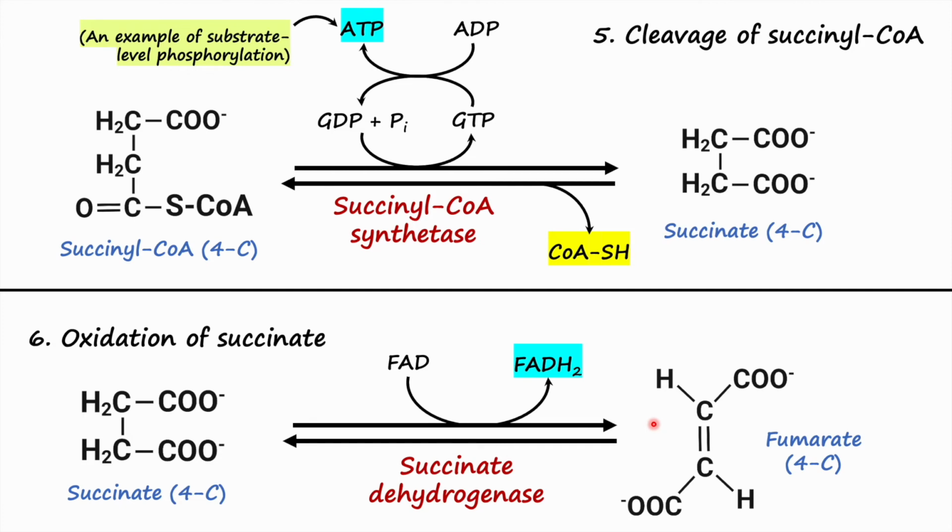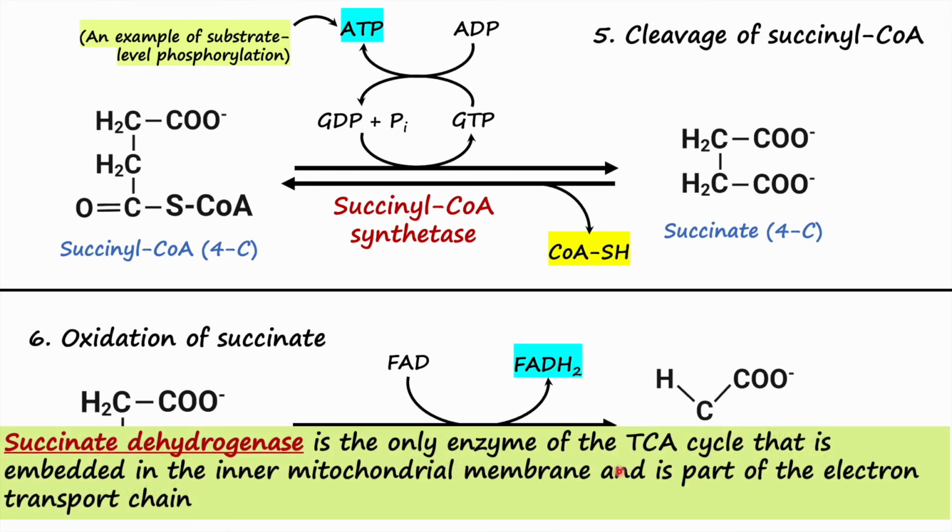Now, one important piece of information about this succinate dehydrogenase enzyme: it is actually the only enzyme of the TCA cycle that is embedded in the inner mitochondrial membrane and is also part of the electron transport chain. And we will learn in my next video how this enzyme plays an important role in the electron transport chain to synthesize ATP. So this is the sixth reaction of the citric acid cycle, which is the oxidation of succinate.